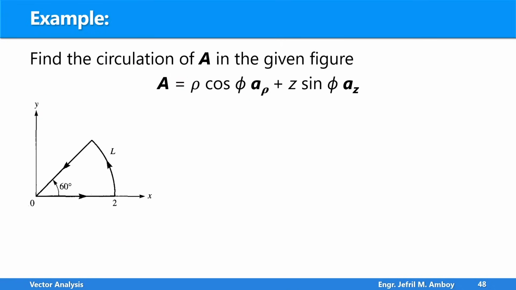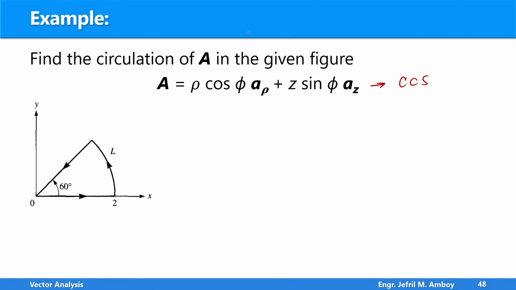So now, let's solve another example. This time, let us find the circulation of A in the given figure. So here is the figure, and A is a vector equal to rho cosine phi a_rho plus z sine phi a_z. Okay, so the vector is in cylindrical coordinate system.